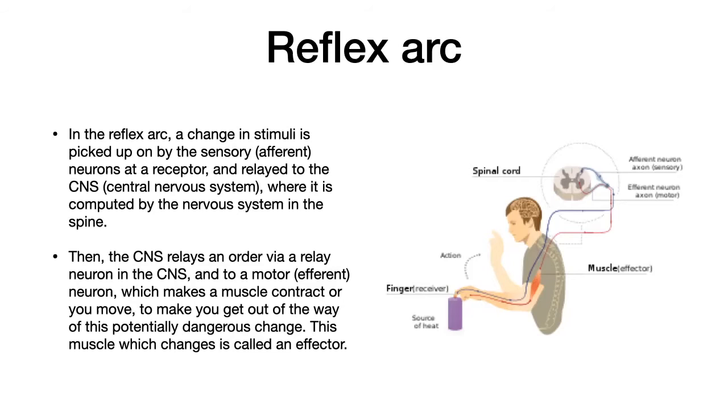And after this, it is computed. So this received signal is computed by the spinal cord and by your gray matter and your brain to see exactly what this kind of pain is and what it's telling us. Then the CNS relays an order via a relay neuron or an interneuron, which is inside the spinal cord, and then sets up a new electrical impulse in your motor neuron, which makes a muscle contract or makes you move to get out of the way of this potentially dangerous change. This muscle which changes is called an effector, as you can see where it says muscle.